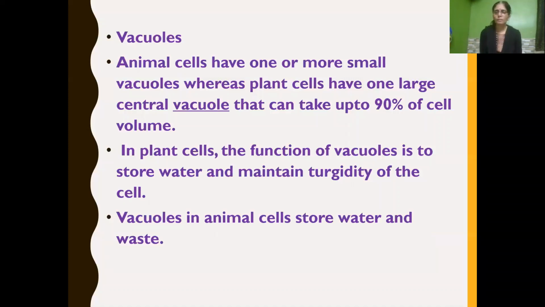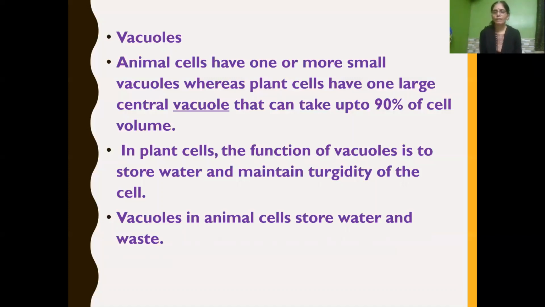Coming to the size of the vacuole in a plant cell, the vacuole is so large that it occupies 90% of the cell volume. But in animal cells, vacuoles are very small in size, and they are temporary. And in plant cells, vacuoles are permanent.